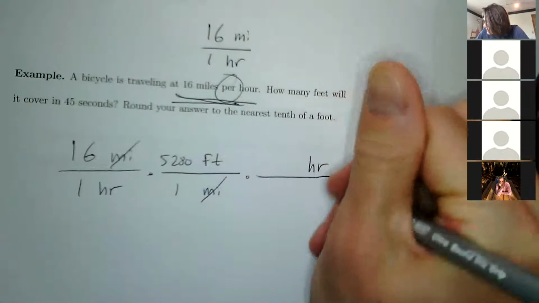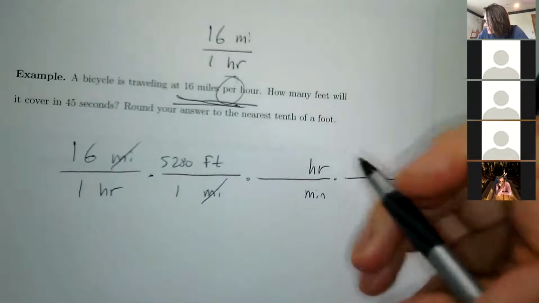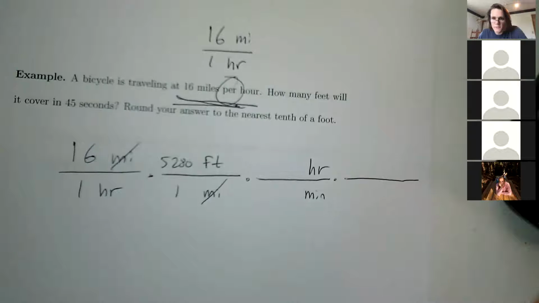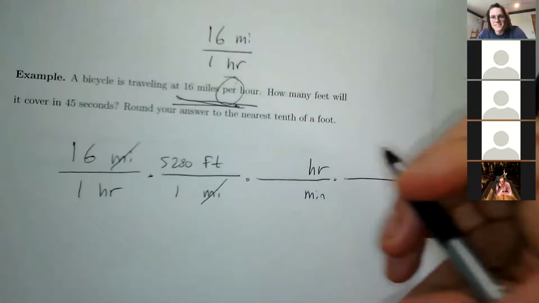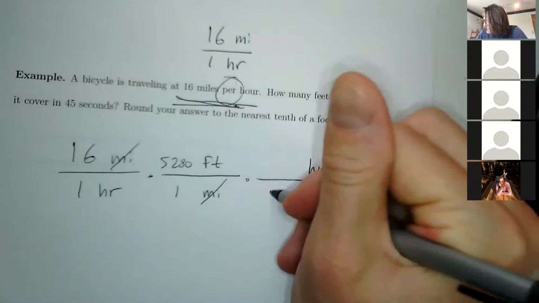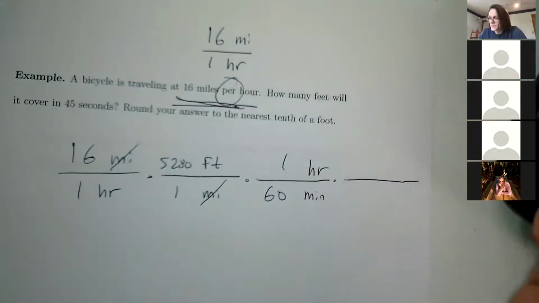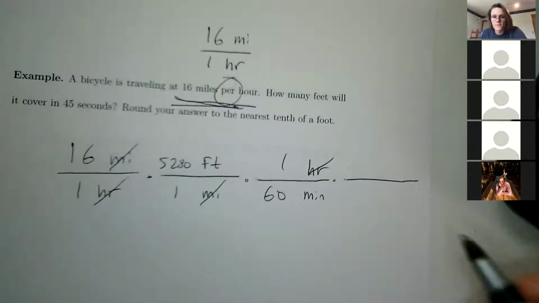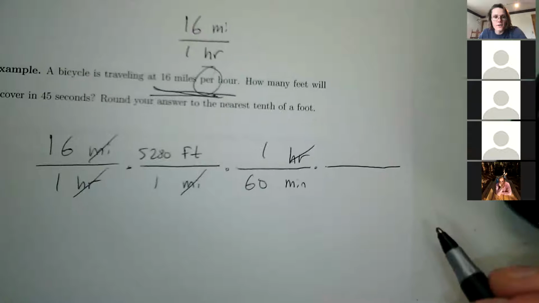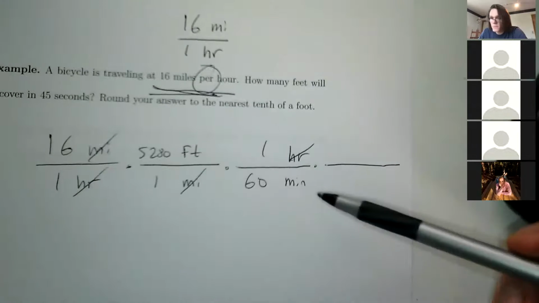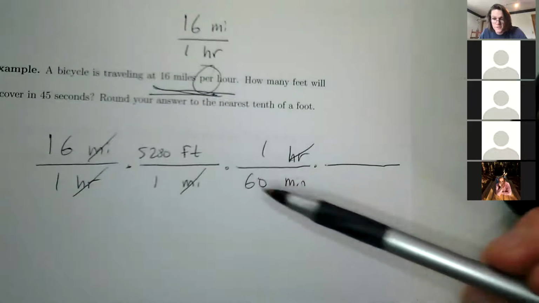So I'll put hours up here, go into minutes, so I'll put minutes in the bottom. And then you just have to ask yourself how many minutes in an hour, and it's 60. So I have 60 minutes per 1 hour. And of course the hours cancel. Now I'm in feet per minute, but as I said, I want feet per second.